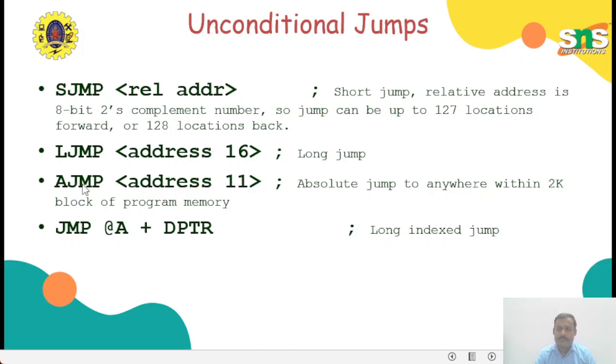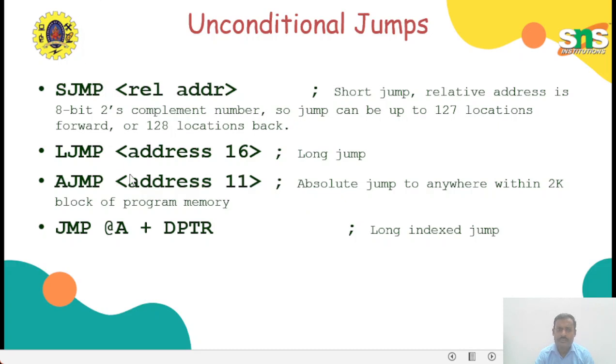Another method of jump is AJMP. This is an absolute jump. Here the entire memory is divided into pages. Each page is 2 kilobytes. The entire 64 kilobytes divided by 2 kilobyte pages gives 32 pages. Each page has 2 kilobytes, and it can jump only within that page. If you take page 0, within that 2 kilobytes it can jump anywhere.